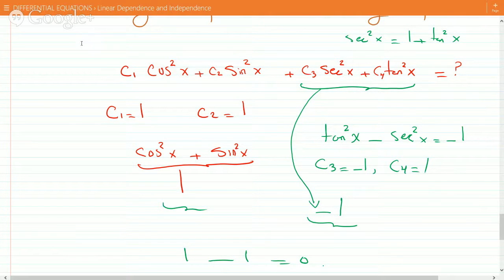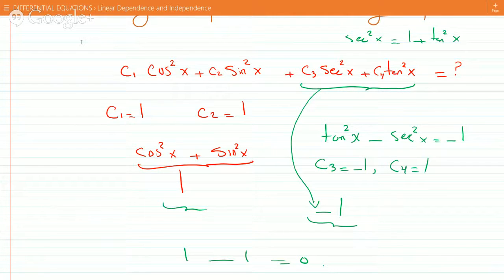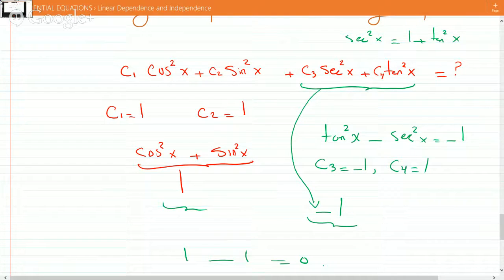So that's how you use the definition of linear dependence. You can't use the Wronskian on this because they're linearly dependent and they're not a set of solutions of an ordinary differential equation. So you do have to do it using the definition.